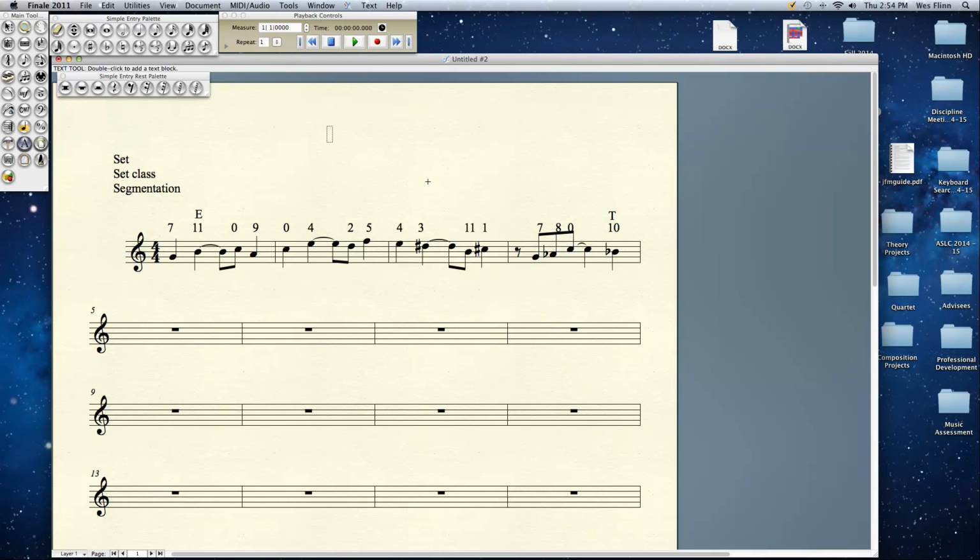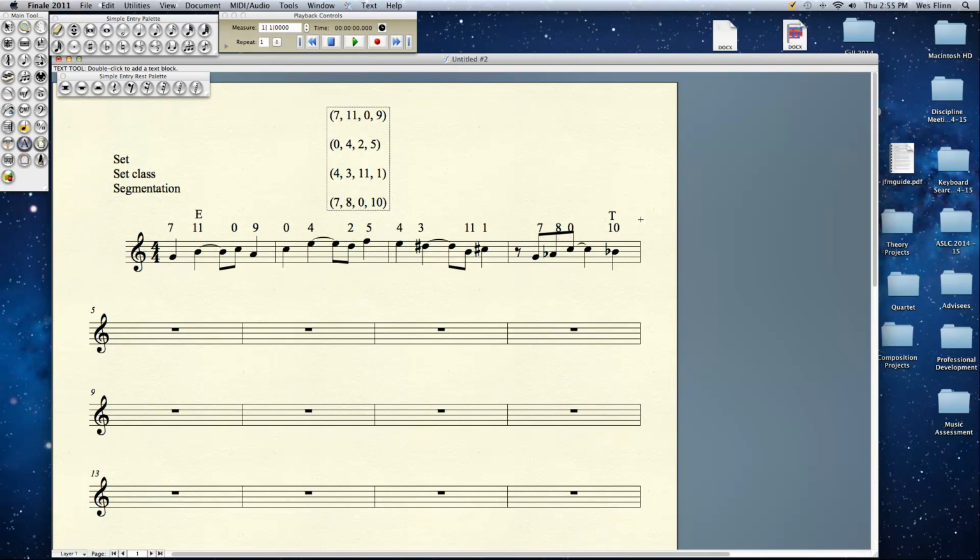So for sets, not set classes or prime form or anything, just sets, I like to use parentheses and then the numbers with commas after each one. So that first set is 7, 11, 0, 9. Second set is 0, 4, 2, 5. Third set is 4, 3, 11, 1. And the last set is 7, 8, 0, 10. Up out of the way here so we can see where we're going with that.